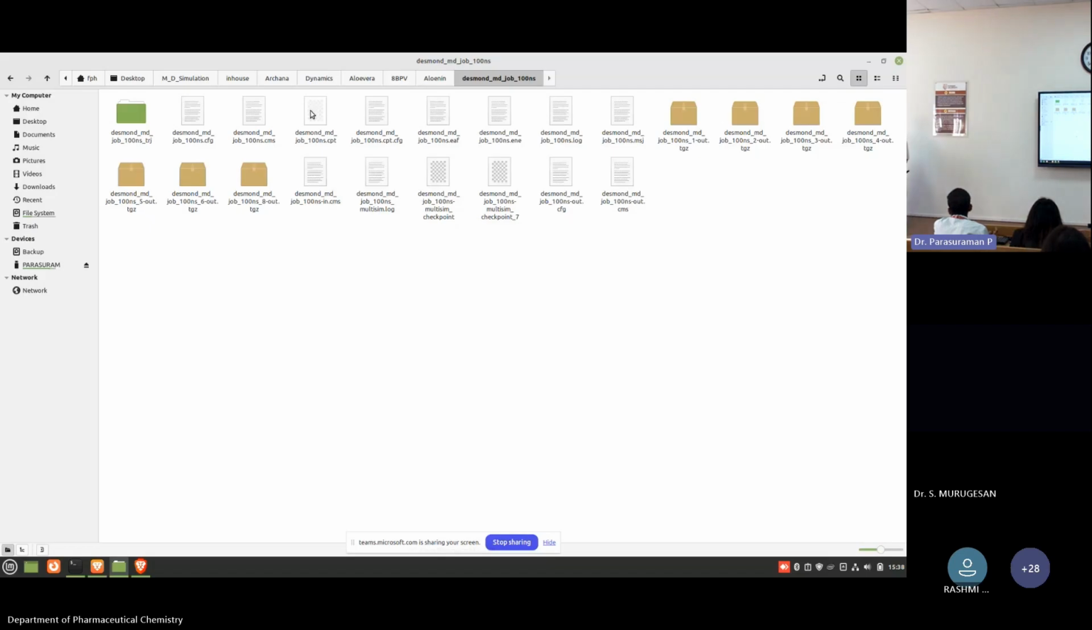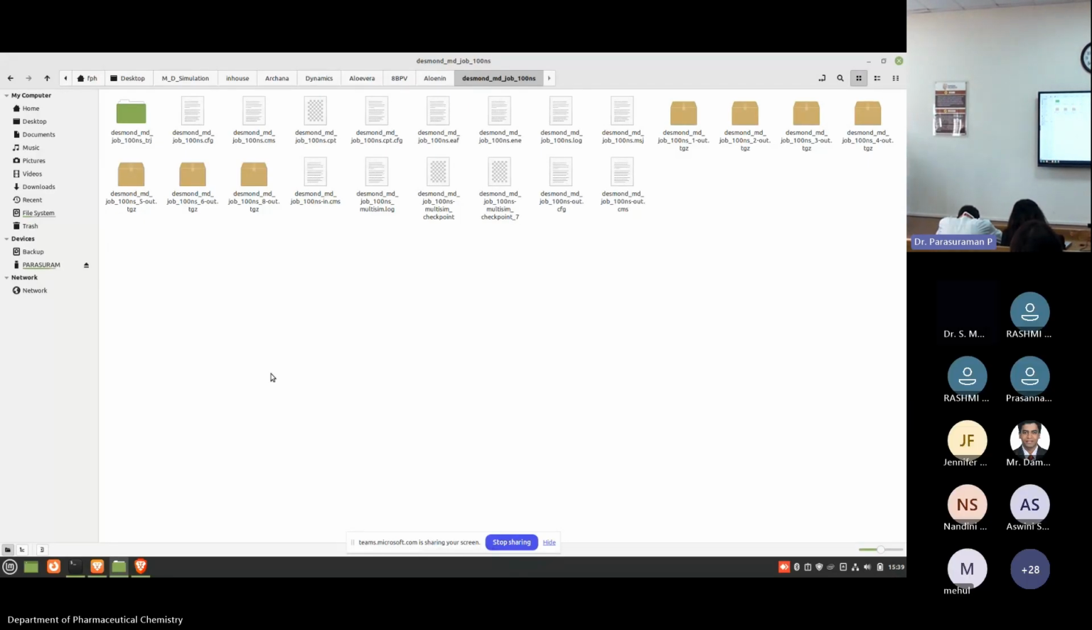Once you run the simulations, we will get different file formats, as I already told. If you want to divide the total simulation time into discrete times and run it, we will use the out.cms file, where you can load that file at the last point where you stopped the simulation. You can continue from there. So the out.cms file will be used to continue the simulation.